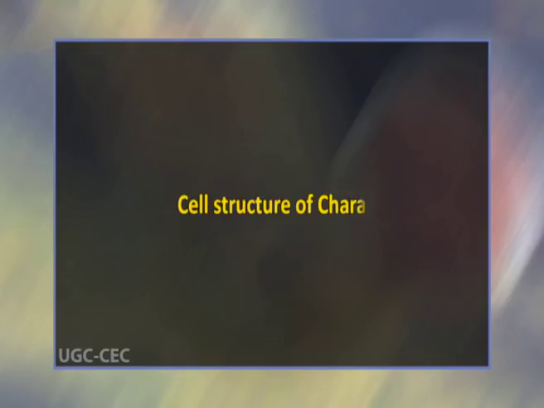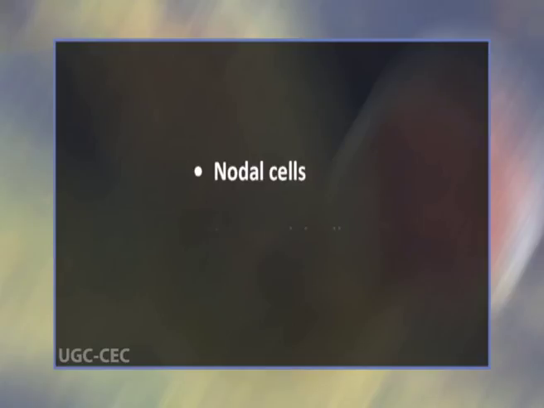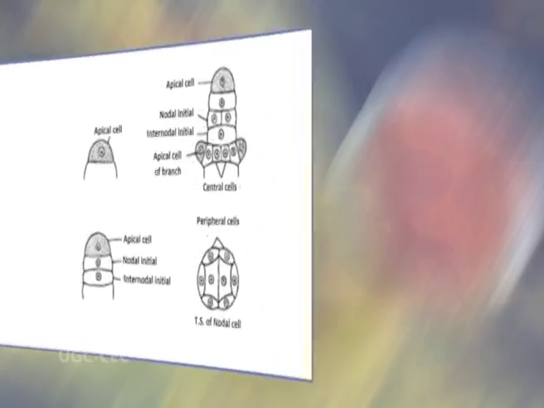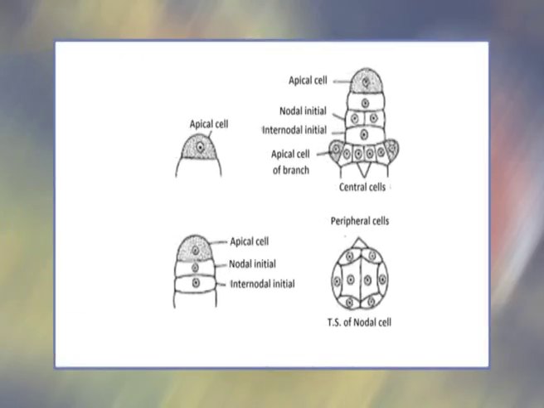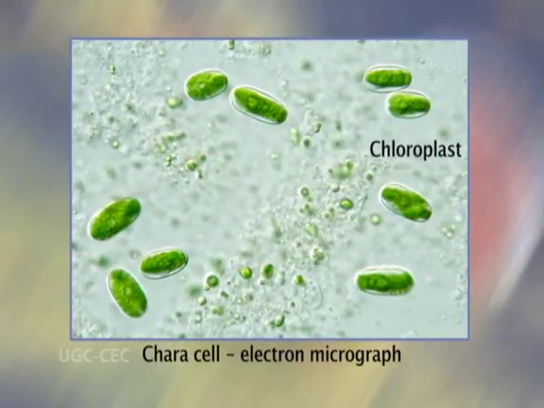Now coming to the cell structure of Chara. The main axis of Chara consists of mainly two types of cells. Number 1, nodal cells. Number 2, internodal cells. The nodal cells are smaller in size and isodiametric. The cells are dense and cytoplasmic with few small ellipsoidal chloroplasts.